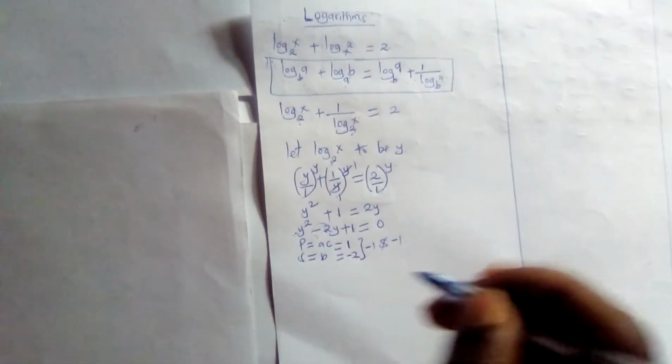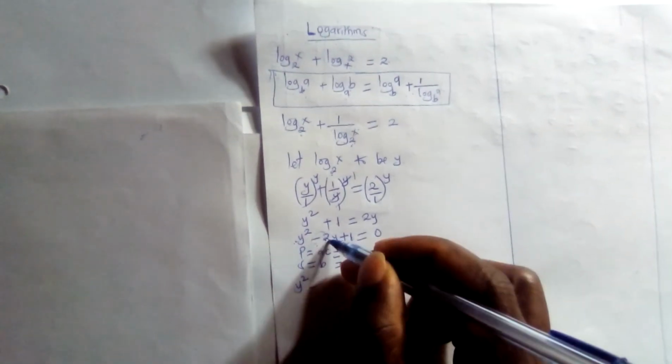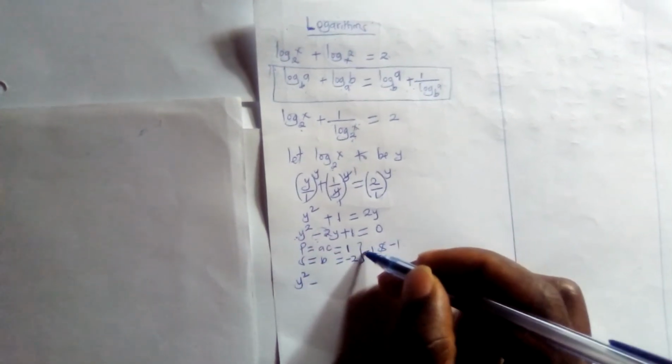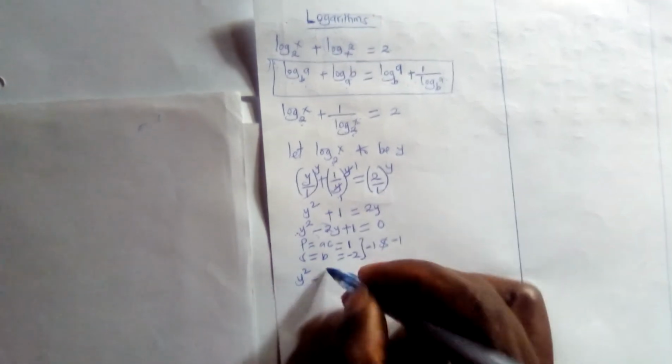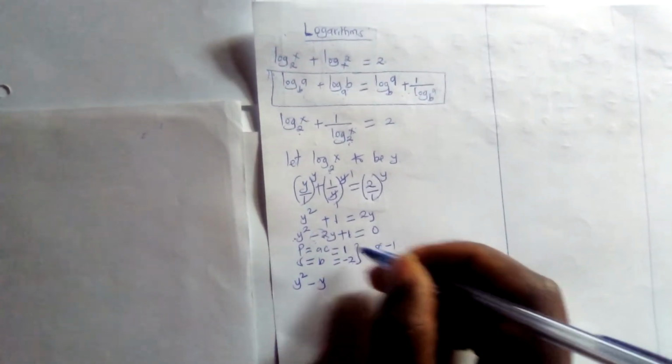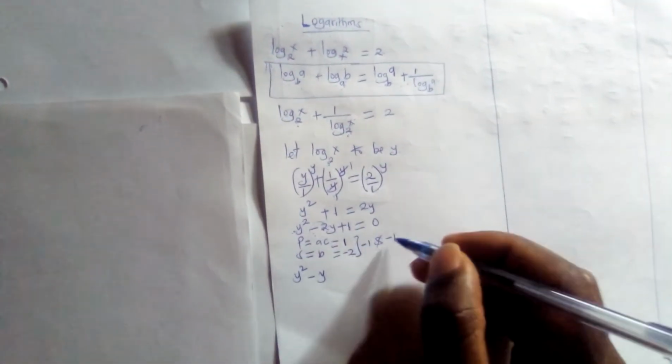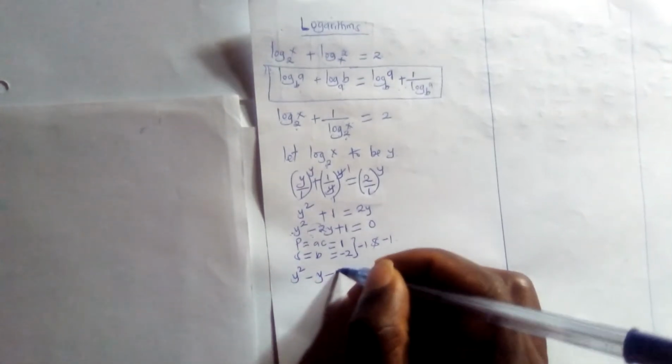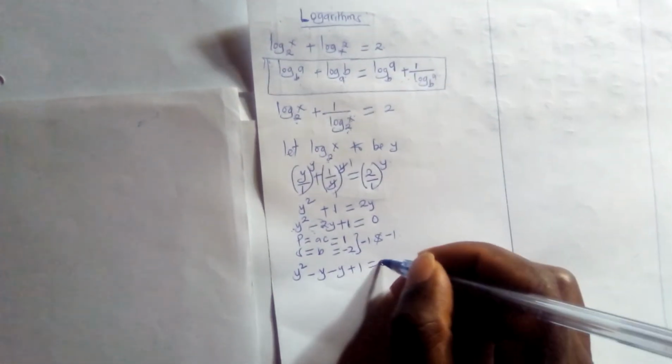So that comes the next step. I'll have y squared minus, so instead of me having -2, I'll be having -y, because -1 times y is just -y, then -1 times y as well is -y, then I have plus 1 equals 0.